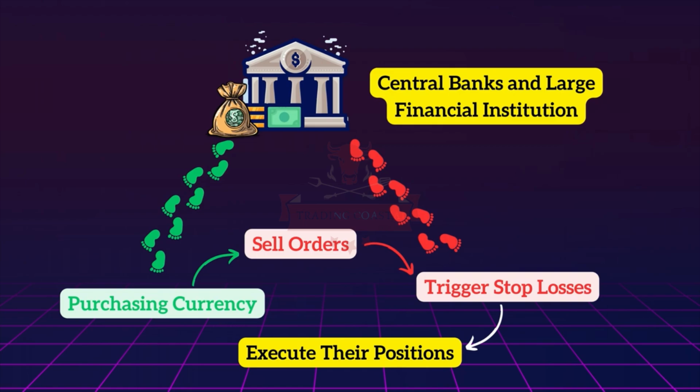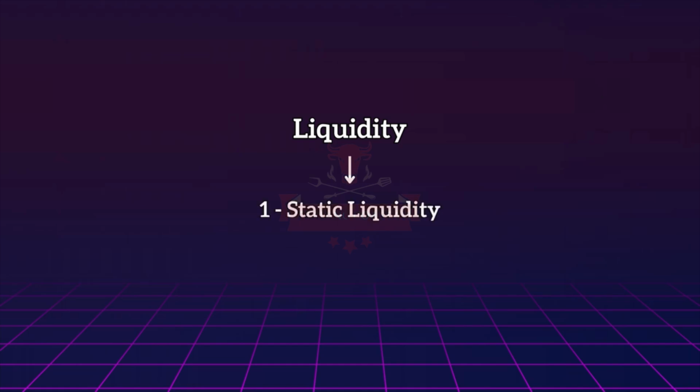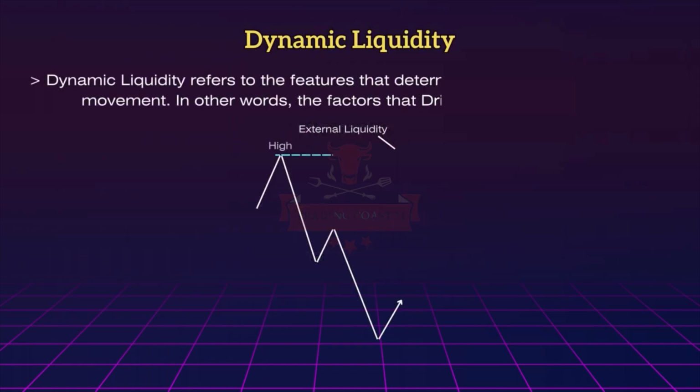To survive and thrive as a profitable trader, it is crucial to identify liquidity on the chart. These areas where significant volumes of orders are present can provide insight into market dynamics and help prevent substantial losses. Liquidity can be classified into two distinct types: static liquidity and dynamic liquidity. Let's have a brief explanation of both of them.